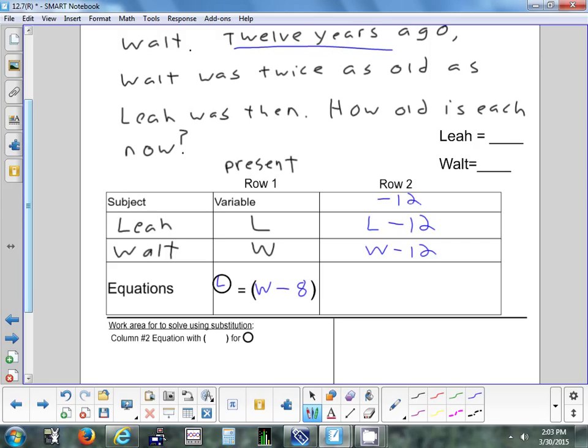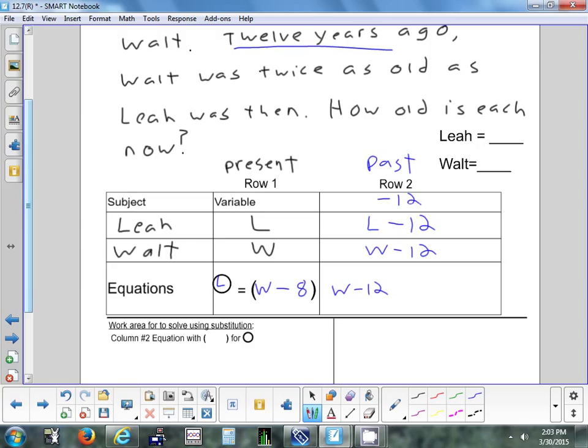Wouldn't be L -12. No, we're talking about Walt, though, buddy. Oh. How are we representing Walt? In the present, we're representing Walt as W, right? Yes. In the past, now it's the past problem. How are we representing Walt? W -12, right? There's my present, there's my past. I'm representing Walt as W -12, all right?